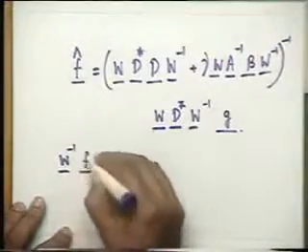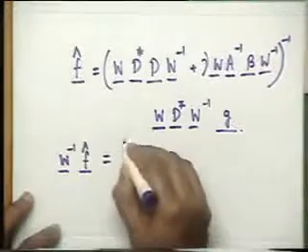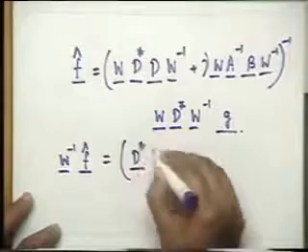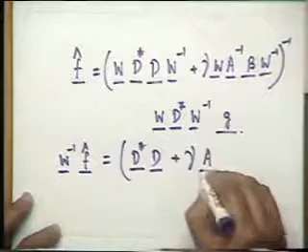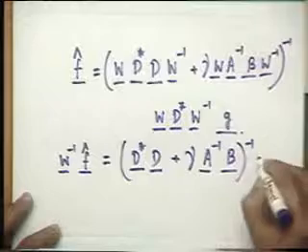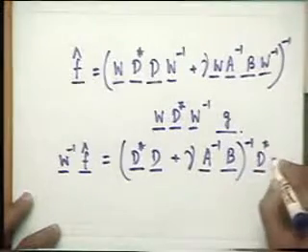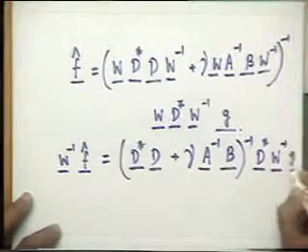What we will do is simply pre-multiply both the left hand side as well as the right hand side by W inverse. So what we get in the process is W inverse F hat equals (D star D plus gamma A inverse B) whole thing inverse, D star, W inverse G.